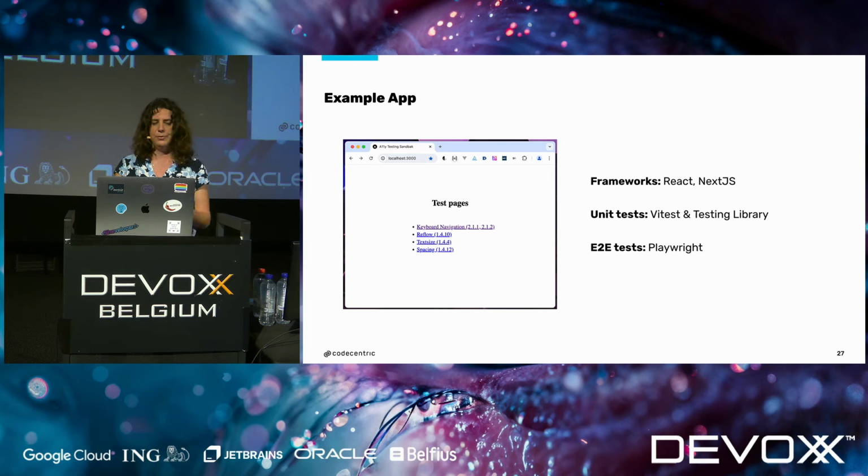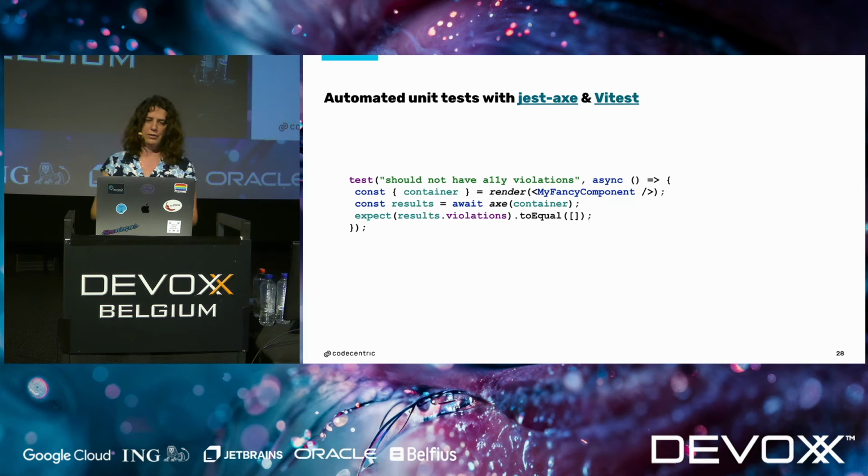Right, okay, let's see how we can use an automated testing tool on different levels. Let's start with the unit test level. And as I said, I'm going to use X. For Vitest, there are two options, vitest-axe or jest-axe. I chose jest-axe because vitest-axe seems to be abandoned. And this is how you use it. You have your fancy component, you render it, you just throw it over the wall to X. X does its magic, gives you some results, and then you assert that you don't have violations.